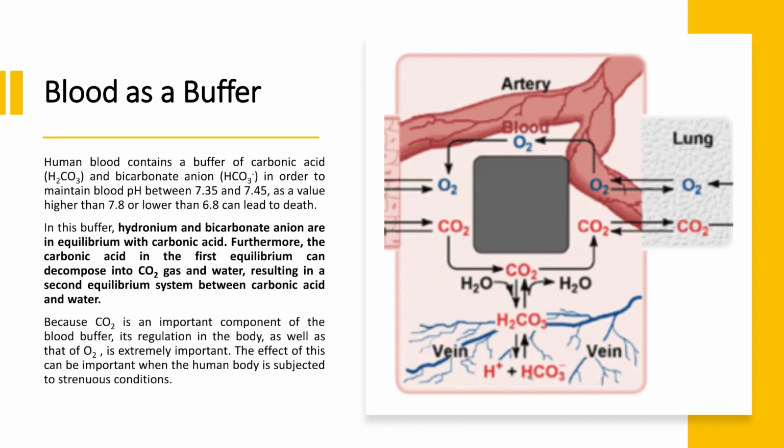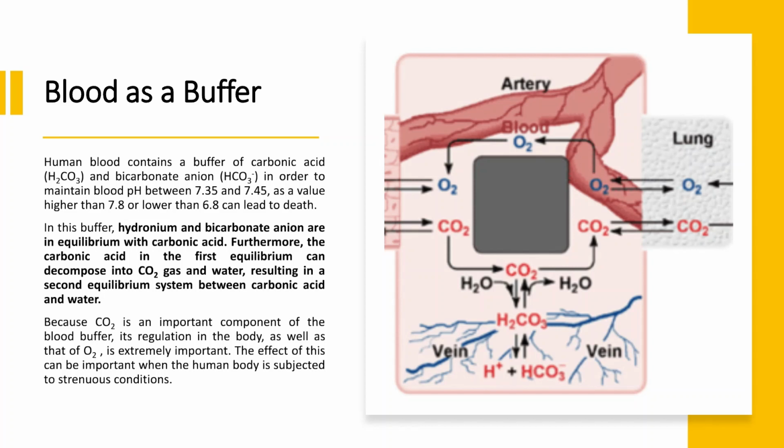So my dear students, you should understand that the lungs are involved in the exchange of gases. The body produces carbon dioxide. Some of the carbon dioxide goes to the lungs for elimination, while some remains inside the body, and this turns into bicarbonate and hydronium ion. In this buffer, hydronium and bicarbonate anions are in equilibrium with carbonic acid. The carbonic acid is the first equilibrium, which can decompose into carbon dioxide and water, resulting in a second equilibrium system between carbonic acid and water.